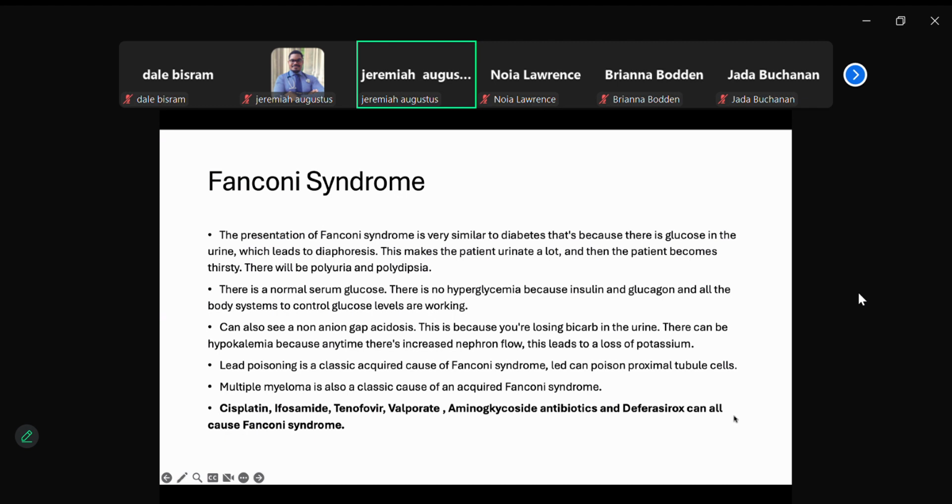Where do you use valproic acid? Exactly, my friend, anybody who is on it and comes with a glycosuria but otherwise normal labs, think Fanconi syndrome. Aminoglycoside antibiotics, who is on that? Nearly everybody, right? Deferoxamine, which is what you use to chelate, and all of that can cause Fanconi syndrome. And that is why I put it, that's why it's important.